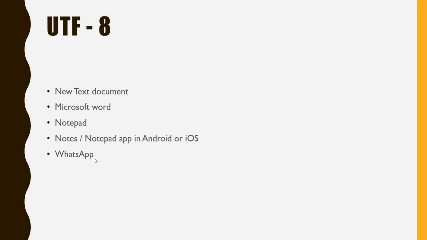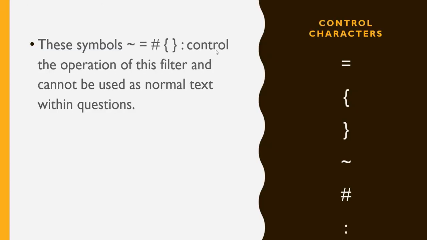Similarly, you can also type these questions in your WhatsApp. Maybe you can create a dummy channel for yourself, type all the questions there, and open it on a laptop, then just copy and paste all the questions you have texted in WhatsApp into a document and save it in UTF-8 format. Alright, let us move on.